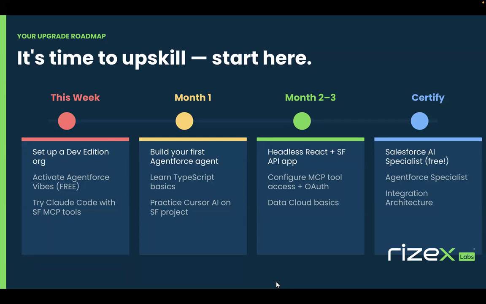Then in the month, you need to learn about building an AI agent. At least build one AI agent. You need to learn the TypeScript basics, and practice Cursor AI, because AI-enabled development is the future. Then in the next 2 to 3 months, learn the Salesforce API, OAuth credentials, OAuth authorization, build a headless agent, then learn Data Cloud basics as well, because Agentforce is running on Data Cloud.